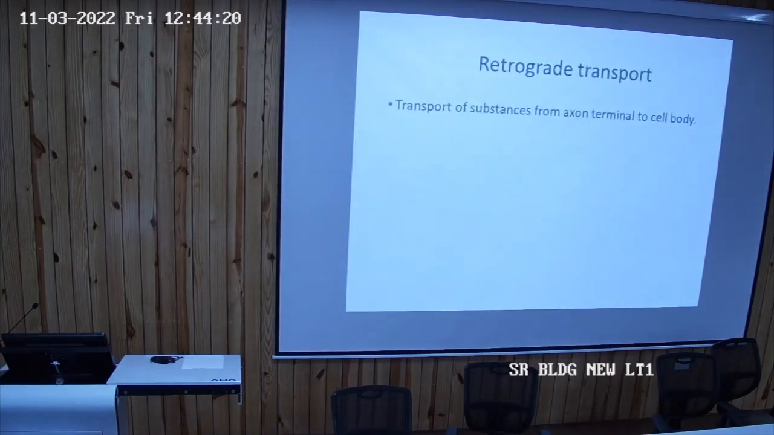Then the retrograde transport, that is the backward movement. Okay, that is the synaptic terminal होते हैं, वहां से वापस जा रहा है, सेल बॉडी में जा रहा है. तो which are the substances which may be transported through this retrograde transport mechanism? कौन सा हो सकते हैं?